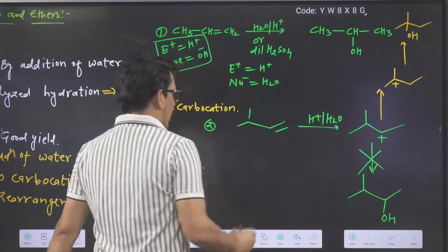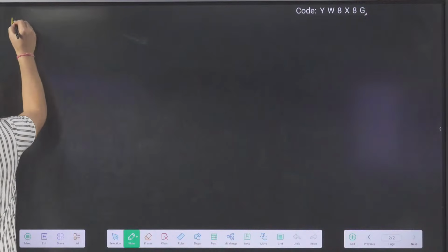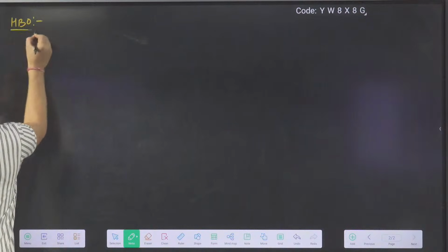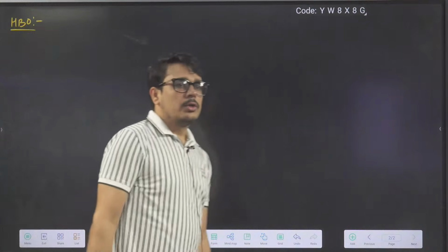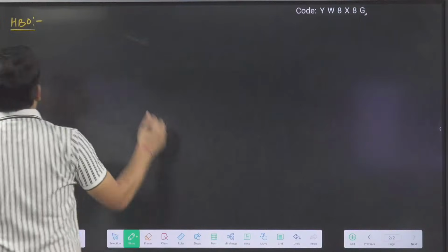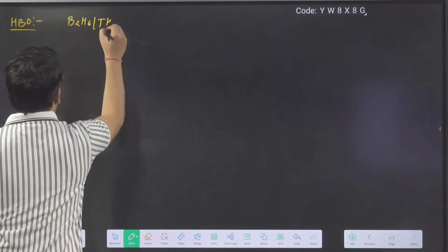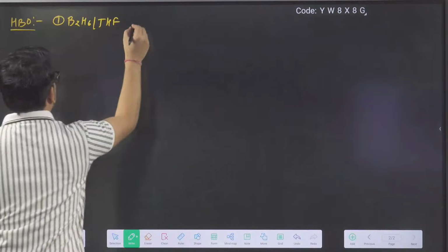Now, next part is hydroboration oxidation. In this case, total two steps are there. First one is hydroboration. For hydroboration, we will use diborane. This is only for which one?